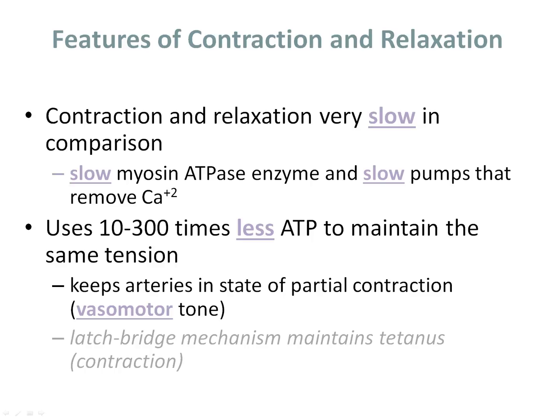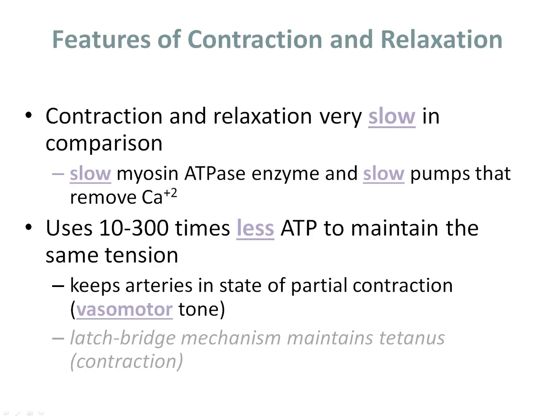In order to make a smooth muscle relax, one of the things that has to happen is we have to remove calcium, because calcium is the trigger for contraction. So the pumps that move calcium out of the smooth muscle cell back into the extracellular fluid are very slow. Our pumps in skeletal muscle and cardiac muscle move much faster than the pumps in smooth muscle.